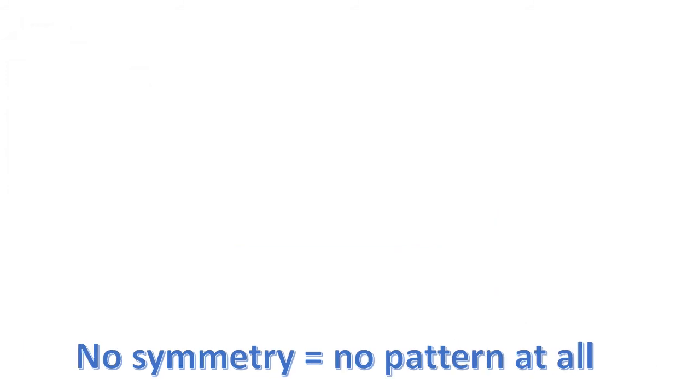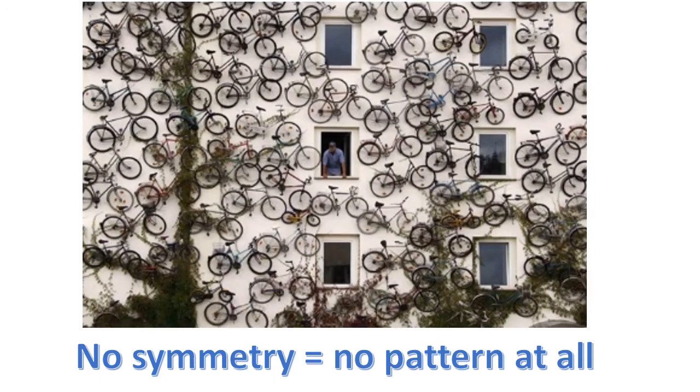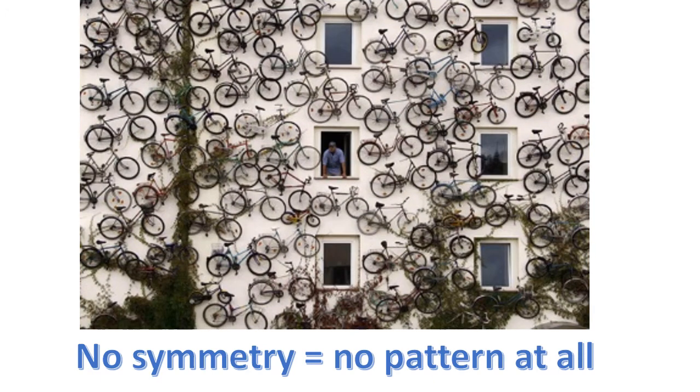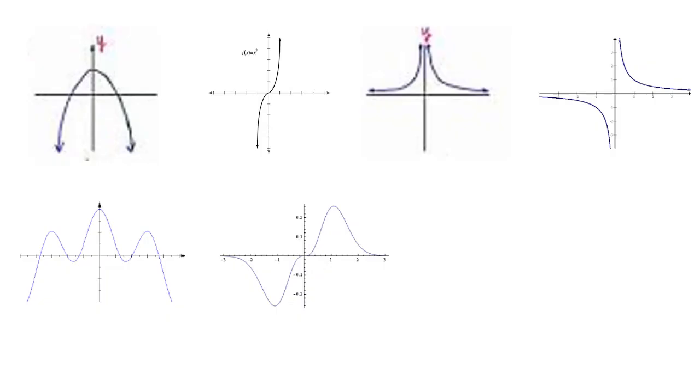Now some problems do not have symmetry at all. Here's an example of no symmetry at all, as you see this strange arrangement of the bicycles on the side of the wall. Now let's take a look at these examples of graphs.